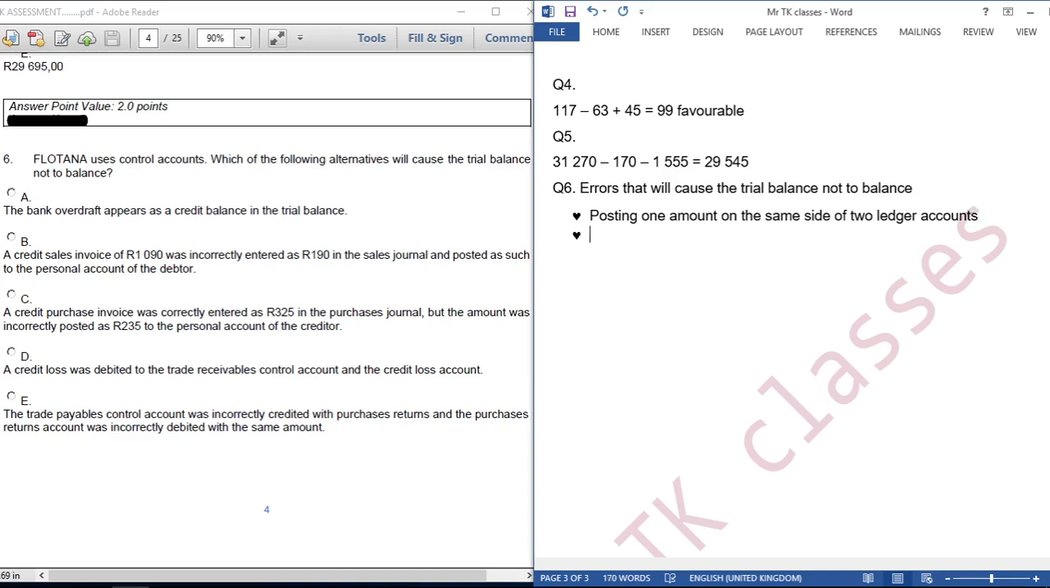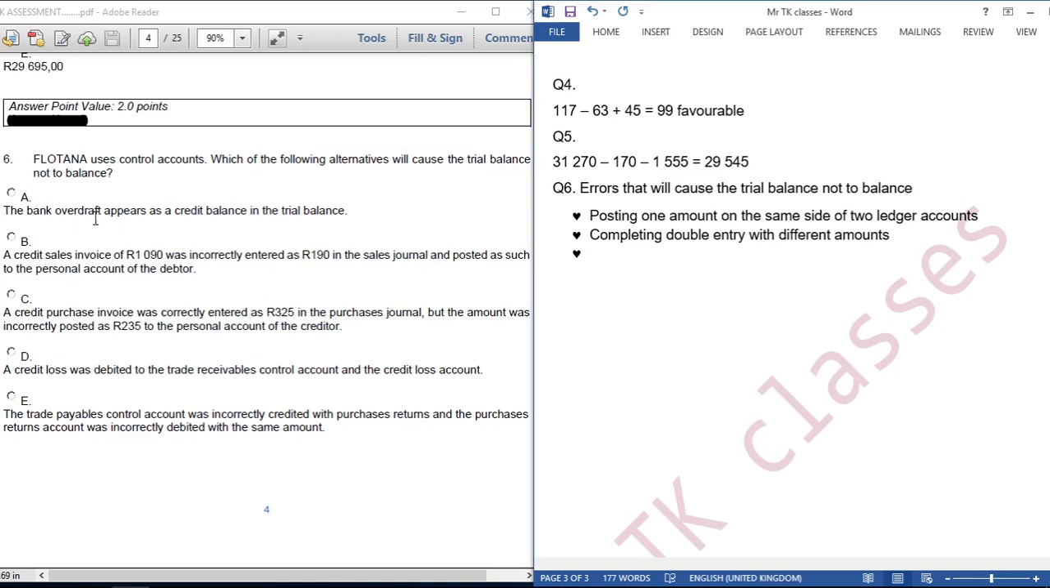What is another one? Completing double entry with different amounts. Let us see if these two statements are going to answer our question.